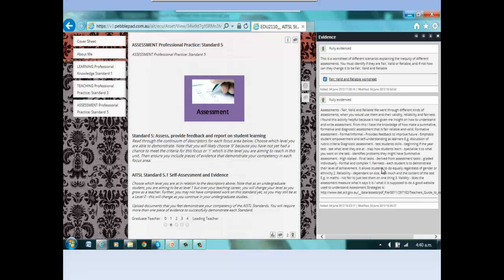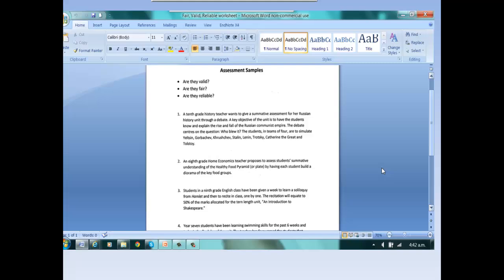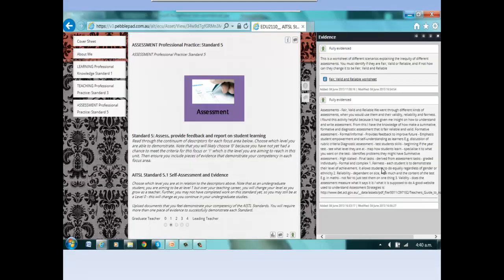So, assessment, this is my standard 5. And 5.1 is my reflection and my understanding of the different types of assessments. And there is also a website just at the bottom of my reflection which shows different assessment strategies.